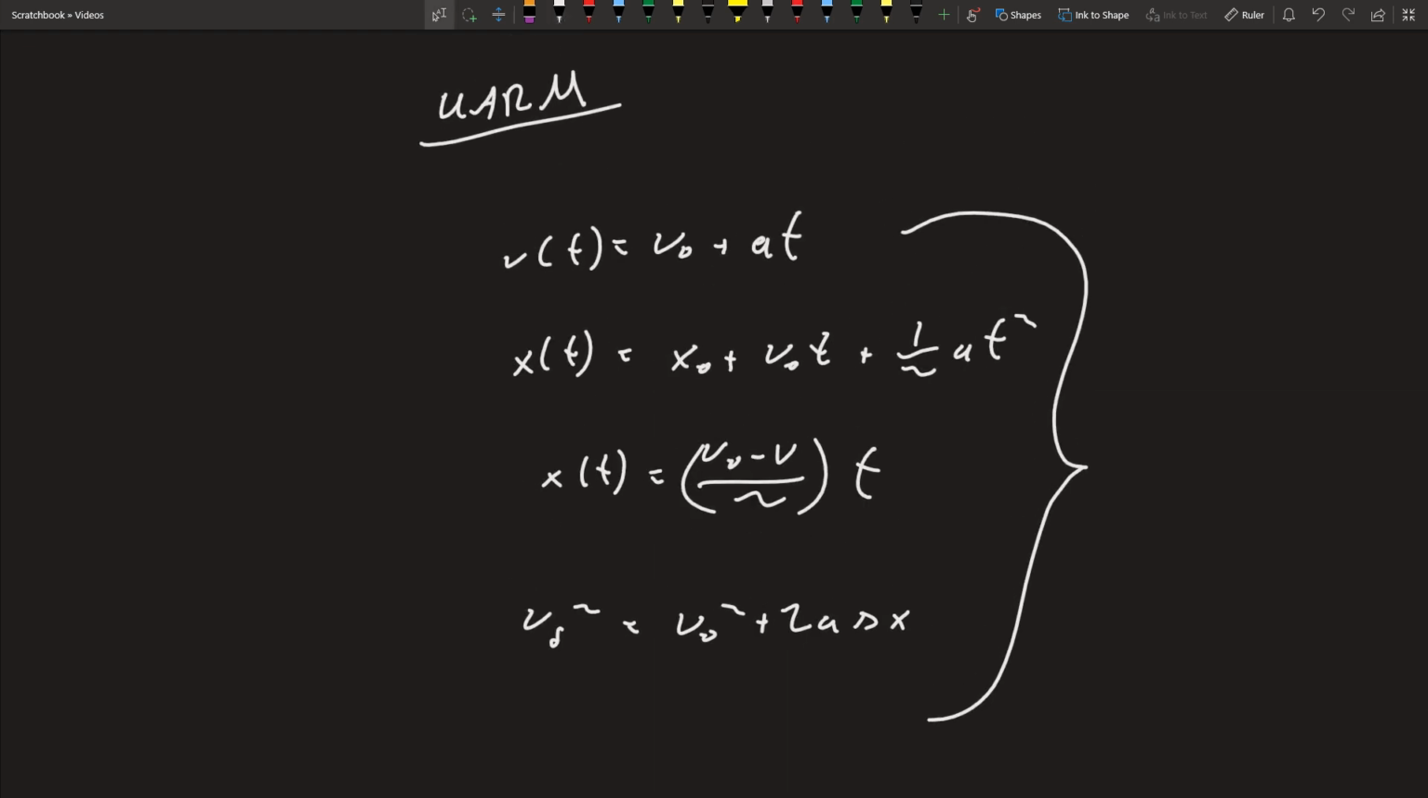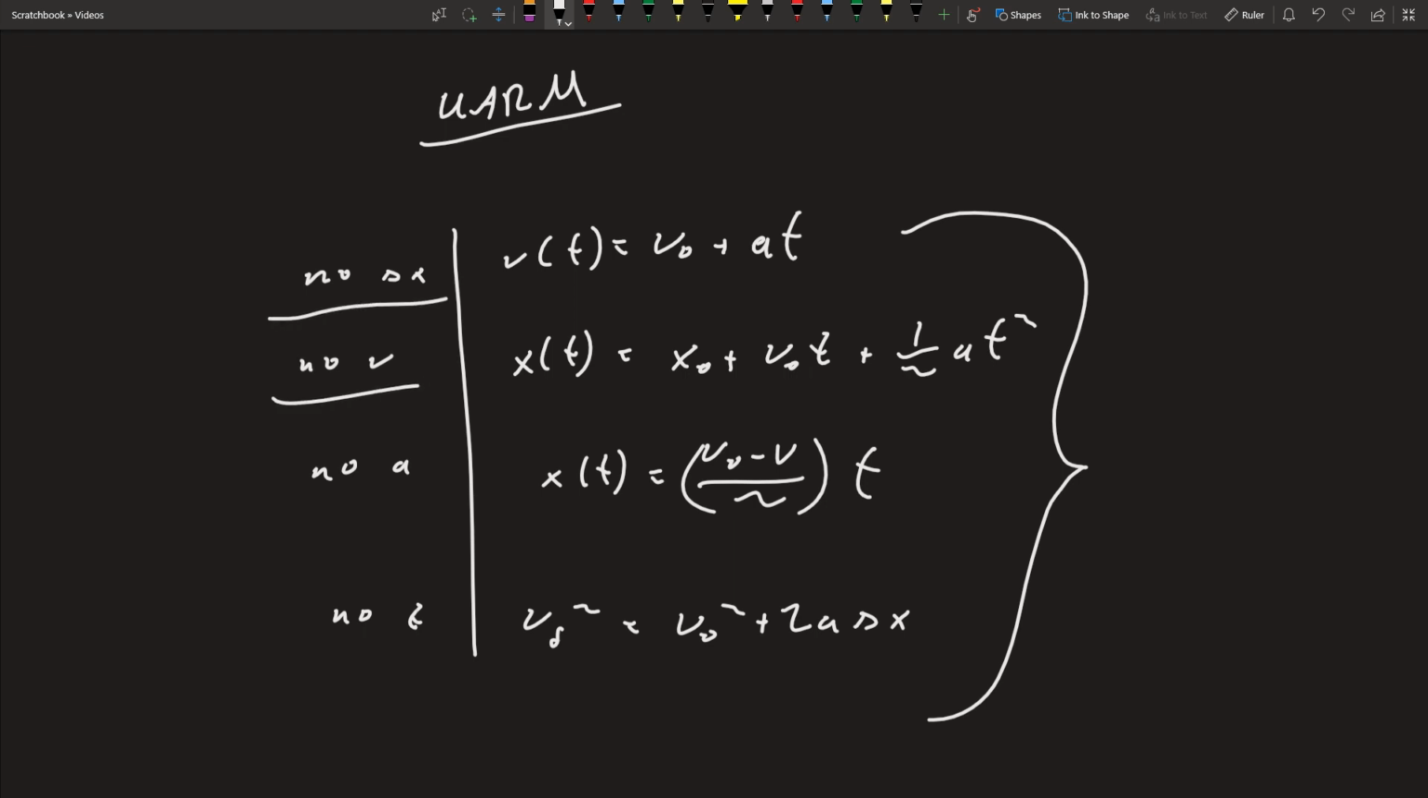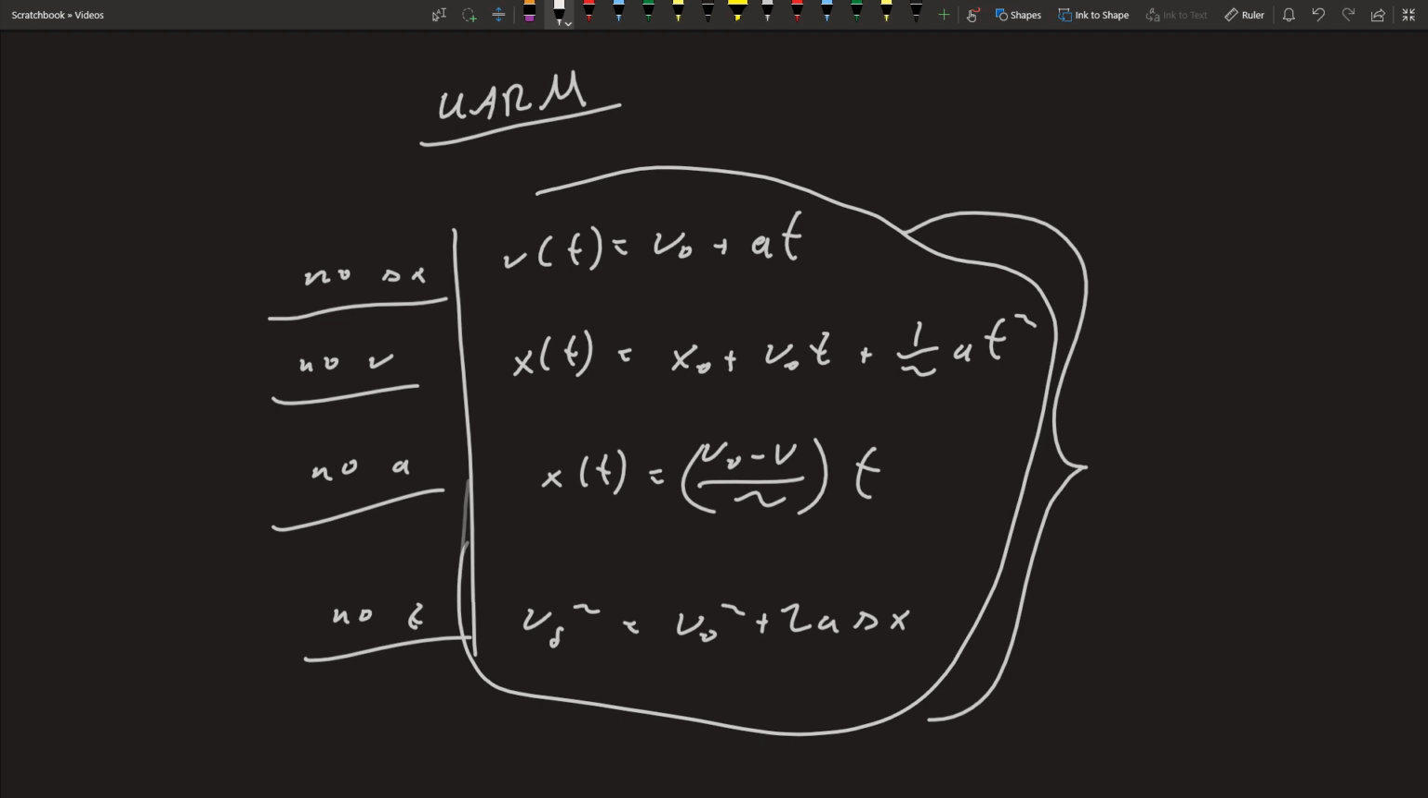The first one, there is no displacement. The second one, there is no velocity. In the third one, there's no acceleration. In the fourth one, there's no time. So if we have an unknown, and we don't have one of those values, we can choose the appropriate equation to use. So I'll do exercise 22, page 58.